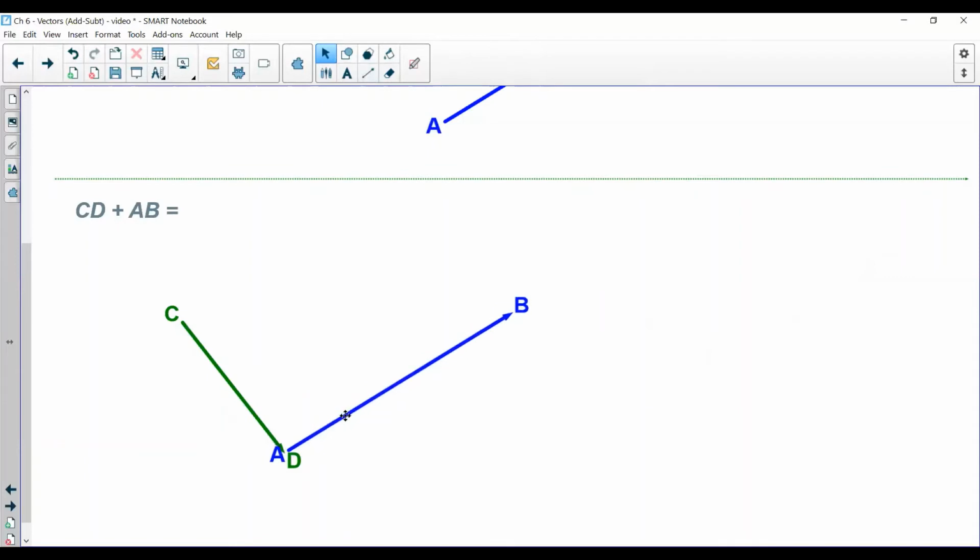So the addition would be, once we travel from C to D, then I need to follow the directions that AB is telling me to get to here. So once again, we've connected the tip, or the head, of vector CD to the tail of vector AB, and logically then, this gives us a solution here where we have vector CB.